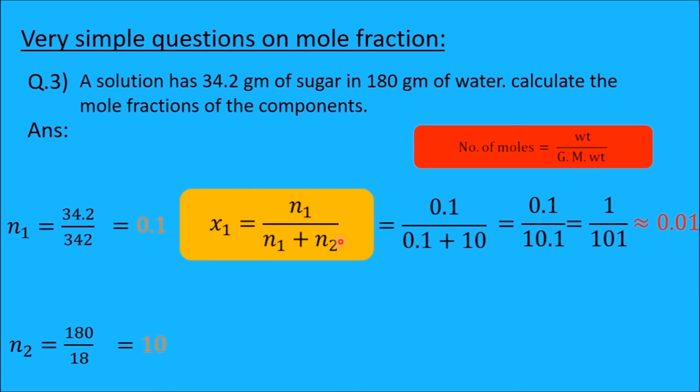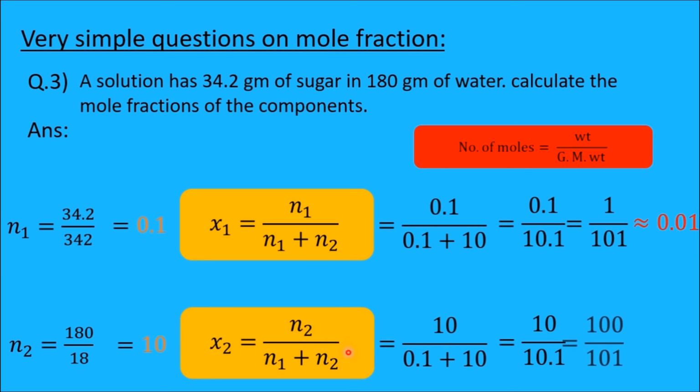N1 by N1 plus N2. Substitute these two values in this expression: 0.1 by 0.1 plus 10. What do you get? Directly 0.01. Very clear? Here, let us take the solvent X2 and substitute these values 0.1 and 10: 10 by 0.1 plus 10. What is the answer here? 0.99. Add these two, check, this is equal to 1. Understand, mole fraction of solute X1 plus mole fraction of solvent is equal to 1.